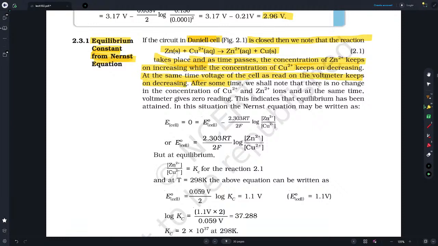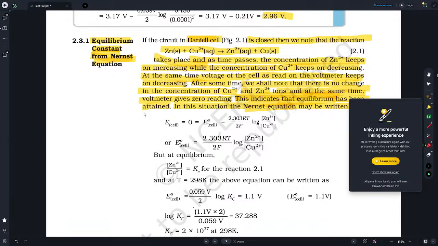After some time, we shall note that there is no change in the concentration of Cu2+ and Zn2+ ions, and at the same time the voltmeter gives 0 reading. This indicates that equilibrium has been attained. In this situation, the Nernst equation may be written, after the reaction has attained equilibrium. The voltage will reach 0 when the reaction stops and the current flow stops.